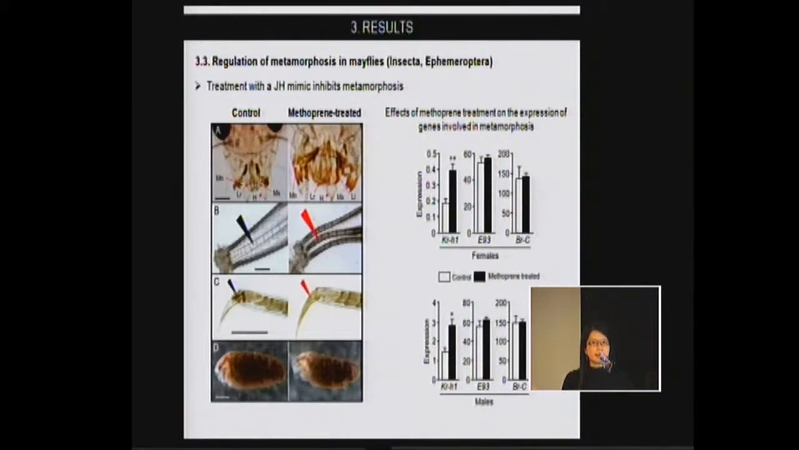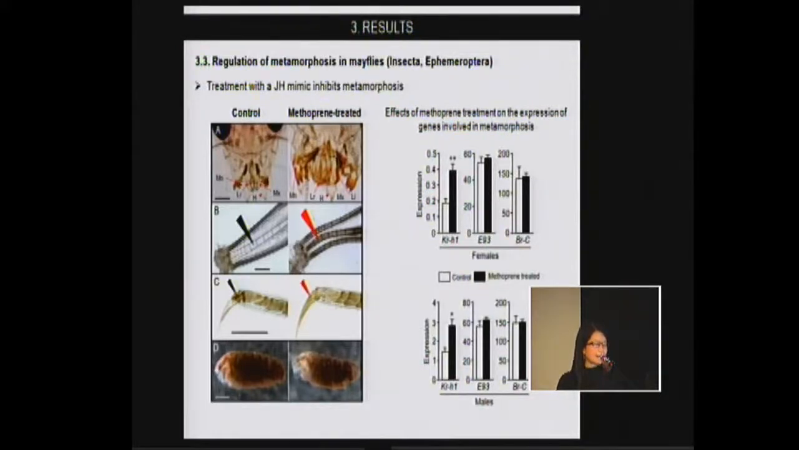So from these results, it seems like this methoprene-treated nymph is going to morph to a supernumerary nymph more than to subimago. However, when we measured the expression of the genes involved in metamorphosis, we found an increase of Krüppel homolog 1 when we treated with methoprene, but the expression of E93 and broad complex did not have any effect from methoprene.